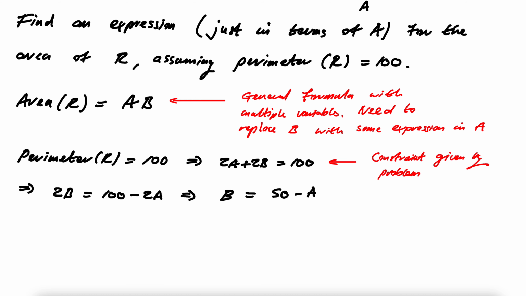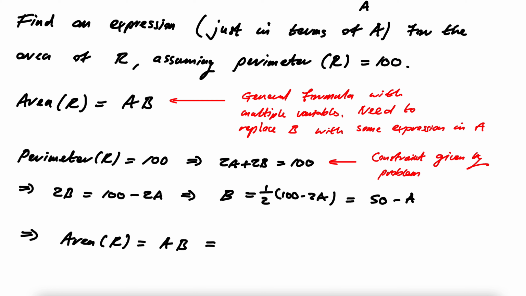So what does this mean? In fact, let me just not skip a step there. This is equal to a half of 100 minus 2A. Never like to jump algebra. So what does this tell us? Finally, I can come back and substitute that data into my area formula. It's equal to AB, but now because of the constraint in the problem, this is equal to A multiplied by 50 minus A. Done.